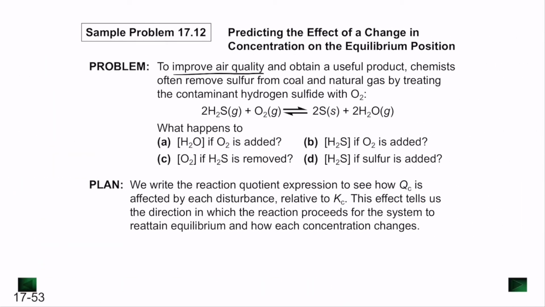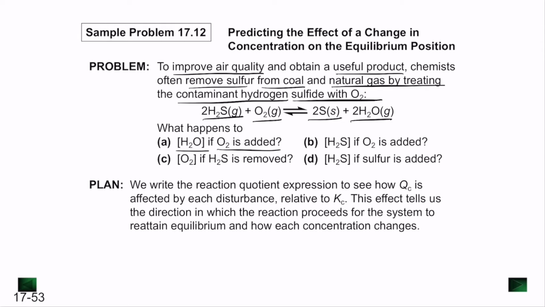What is given here? To improve air quality and obtain a useful product, chemists often remove sulfur from coal and natural gas by treating the contaminant hydrogen sulfide with oxygen. You have H2S plus O2 gives 2S plus 2H2O. So what is given here? What happens to the concentration of H2O if O2 is added? O2 here is the reactant. When you add reactant, the reaction will try to adjust itself.